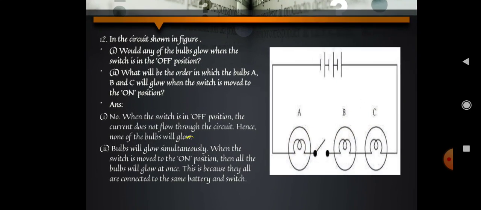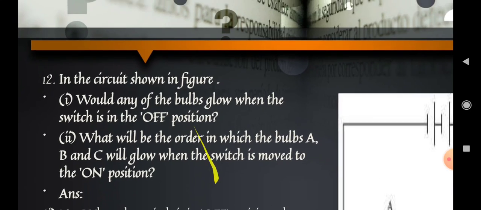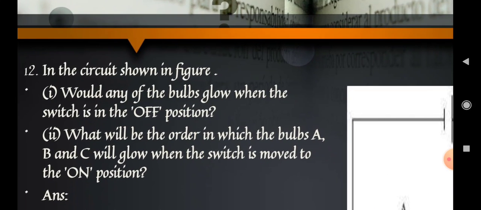Last question of our chapter. Over here it is written in the figure. The first question is, would any of the bulbs glow when the switch is in the off position?